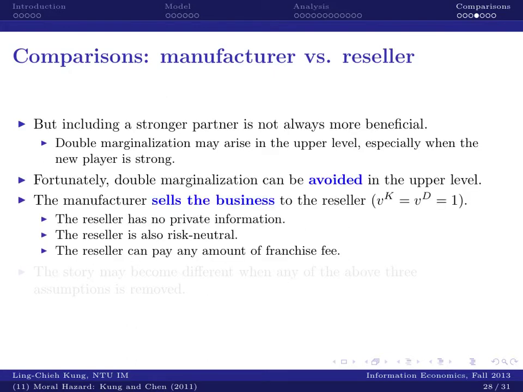Certainly the answer is no, as we mentioned. Double marginalization can be avoided in the upper level. That means including one new player in this system does not hurt myself at all. I can somehow sell the business to the reseller and then integrate or coordinate with this reseller. Okay, that means here indirect monitoring is exactly direct monitoring, and the 2-layer supply chain is a 3-layer supply chain because I can sell the business.